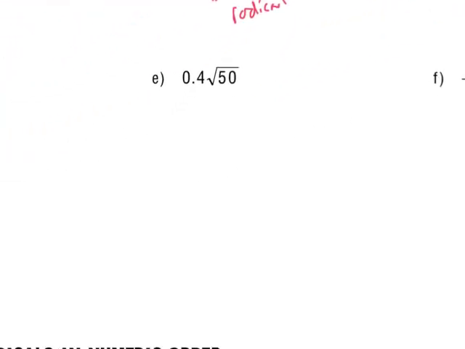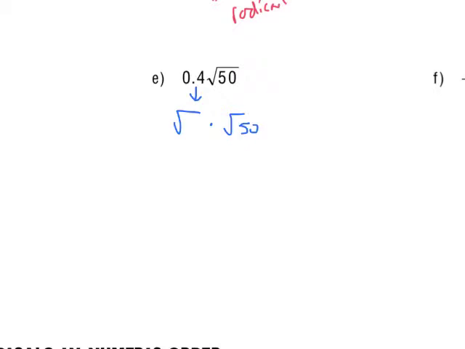Okay, let's see, 0.4. The square root of 50. Well, this one might be a little bit tricky at first. So let me just write that square root of 50 here. Okay, so how can we make this 0.4 into a perfect square into the radical sign?